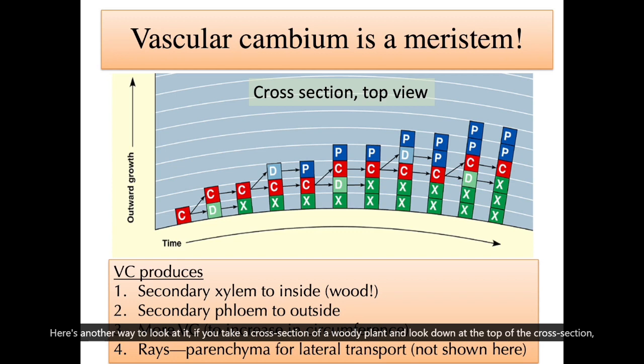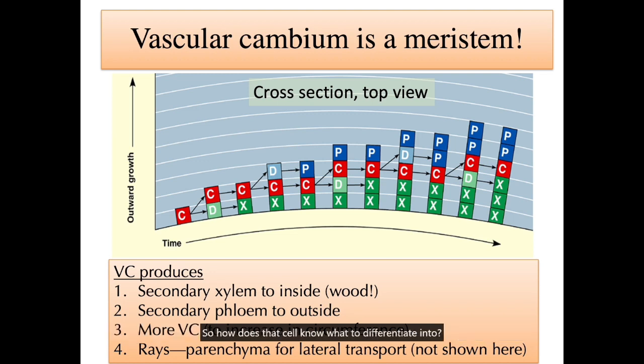Here's another way to look at it. If you take a cross-section of a woody plant and look down at the top of the cross-section, you can see there are these C-labeled cells. That stands for cambium, so that's vascular cambium in this case. A cambial cell, a meristematic cell of any type, makes two cells when it divides. So it produces a daughter cell and a daughter cell. One of those daughter cells, because this is a meristem, remains a cambial cell, a meristematic cell. The other one you can call D for daughter, and that one goes on to differentiate into something.